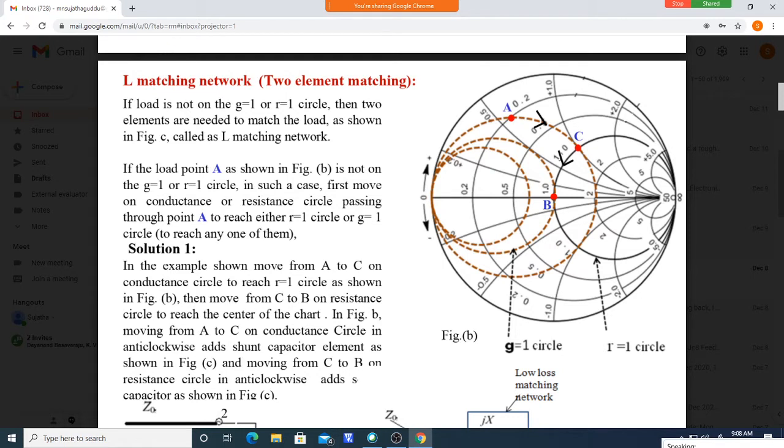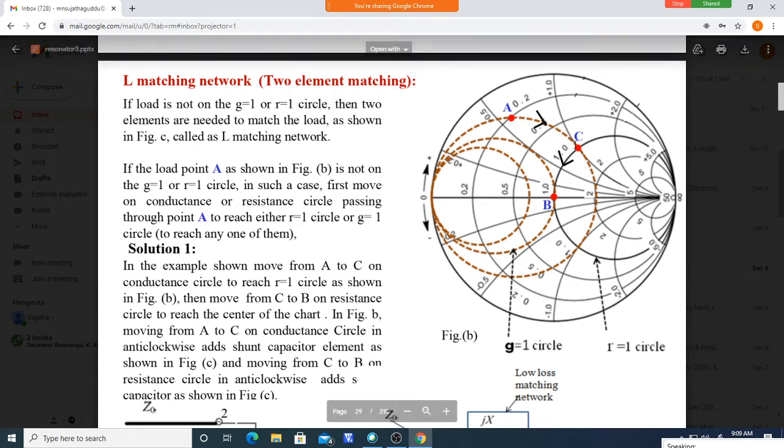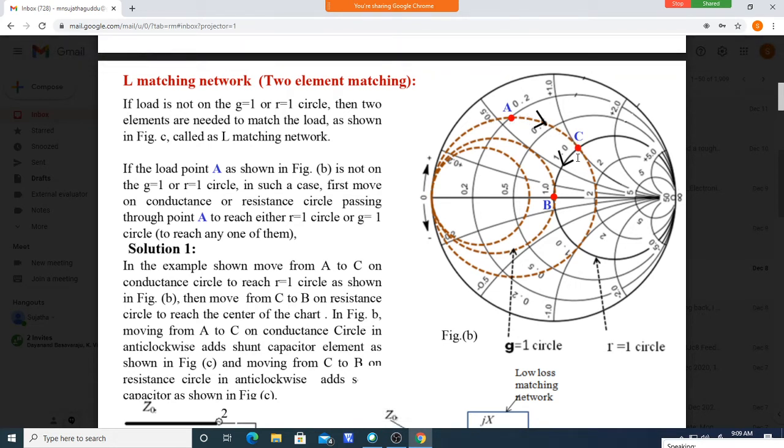Here in this particular problem, our load is here. I moved like this on the conductance circle and reached the R equal to one circle. You are moving over a conductance circle like this and reached here. From here you can reach the center of the Smith chart, that is the 50 ohm impedance here. To reach the center, either you have to move on an R equal to one circle like this, or you can move over a G equal to one circle.